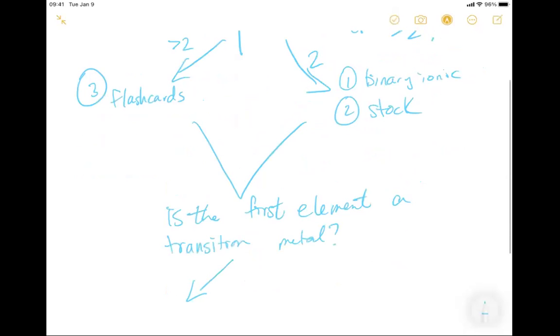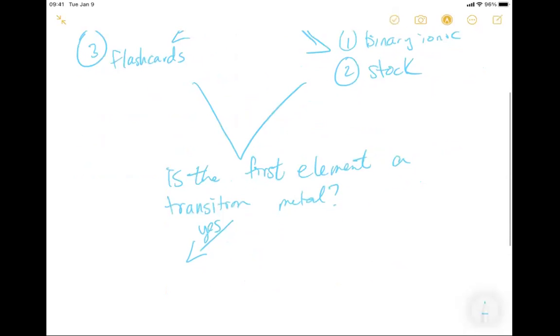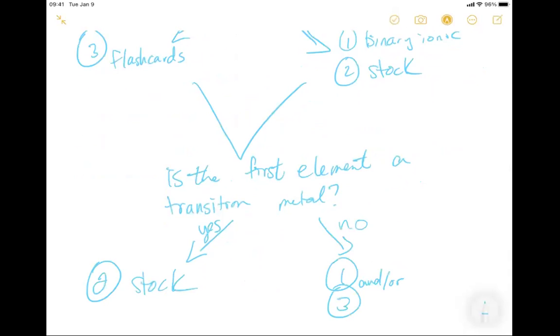And if your answer is yes, then you have to use the stock system. If the answer is no, then it's either group 1 or 3. And I just feel like I'm making that really complicated.